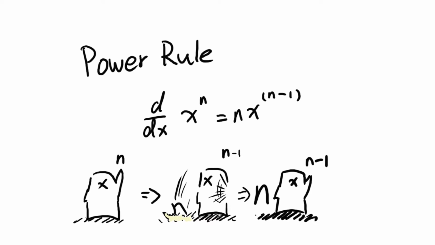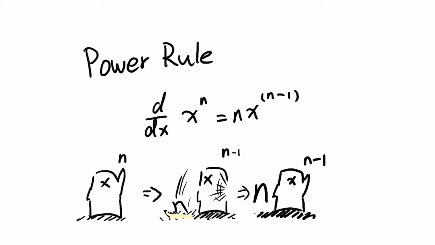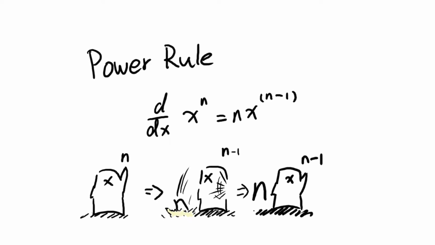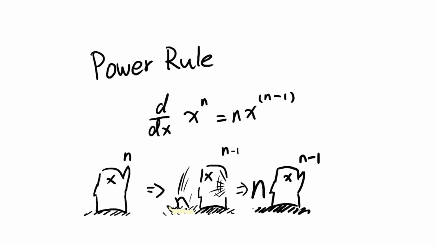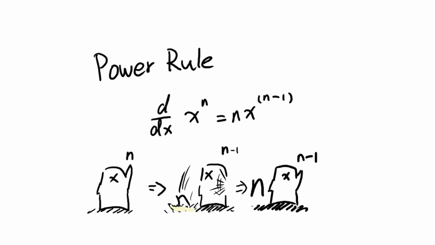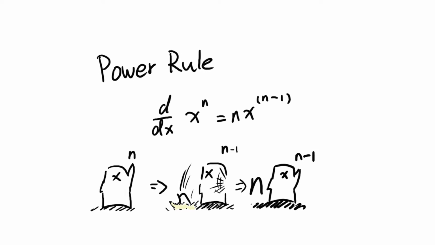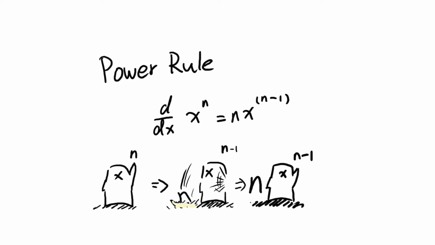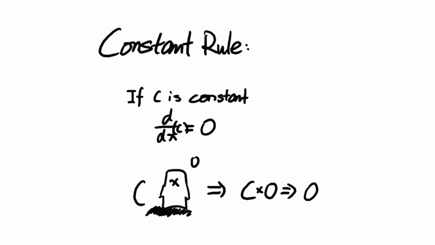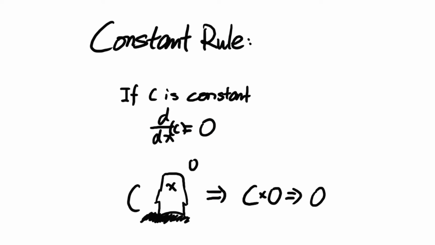In order to find a derivative, there are 5 derivative rules we have to remember. The first one, power rule. d/dx of x to the n power is always equal to n times x to the n minus 1 power. The second one, constant rule. If c is any constant, d/dx of c is 0.